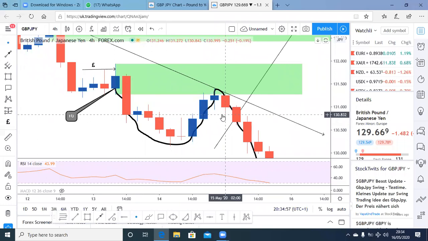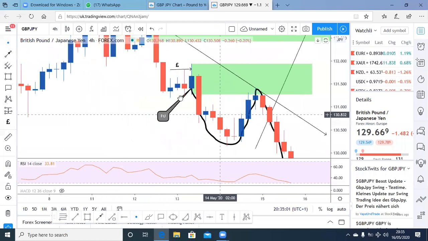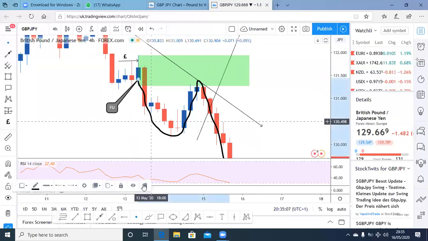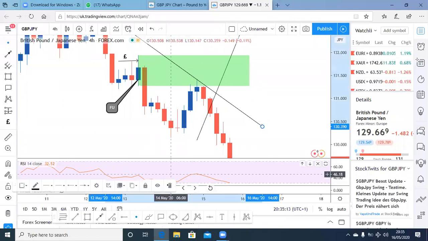So now we understand that if you identify an institutional candlestick in the market, it is an area for you to focus your attention on and see what price does when price comes back there.